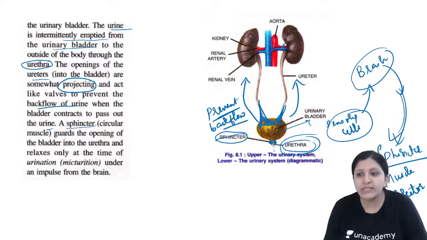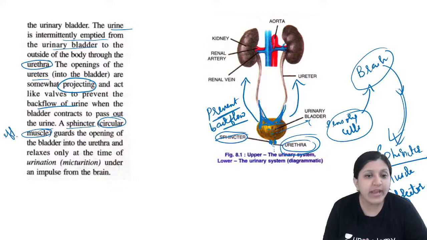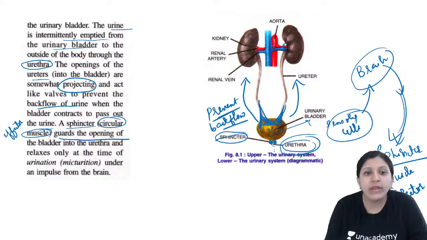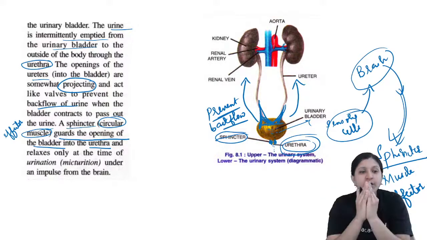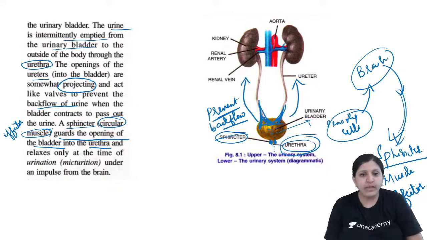Sphincter muscles are actually circular muscles. A muscle is basically an effector, where the brain is going to work. This sphincter muscle will guard the opening of the bladder into the urethra. Only if the sphincter opens up can the urine flow. It guards the opening of the urinary bladder into the urethra, and it will relax only at the time of urination or micturition.